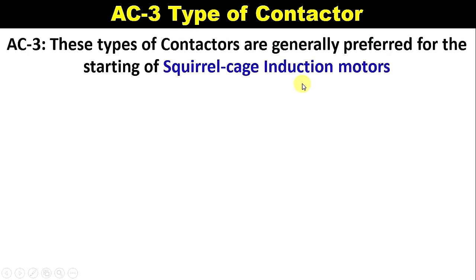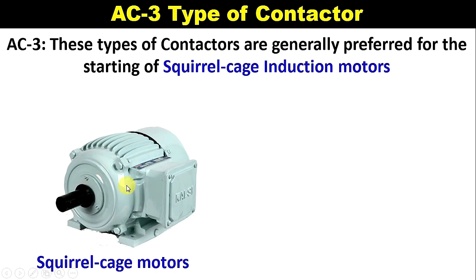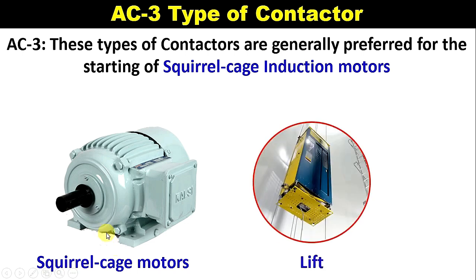After this, here comes the AC3 type of contactor. We use the AC3 type of contactor mostly for induction motors. This is our induction motor. We also call this a squirrel cage induction motor. Along with this, we use this contactor for elevators also, I mean for lifts. This AC3 type of contactor is mostly used because we use it for various applications.